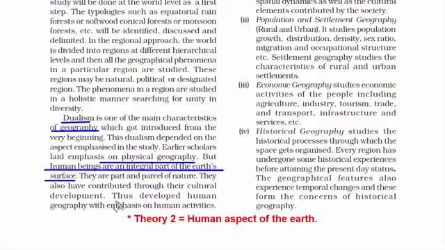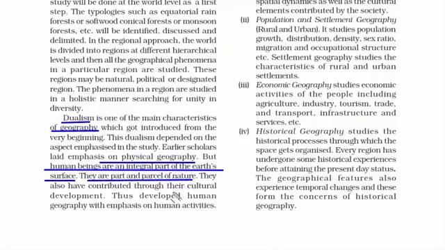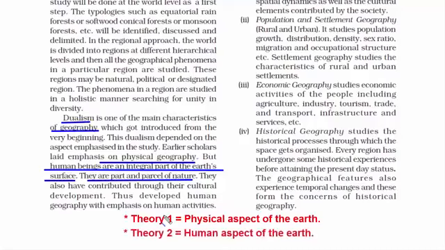You cannot ignore the fact that human beings are to be studied, because as it's well said, they are part and parcel of nature. So whenever you hear this term dualism in geography, just immediately recollect these two theories. One is related to the physical aspect, that is physical geography, and the other is related to the human aspect, that is human geography.